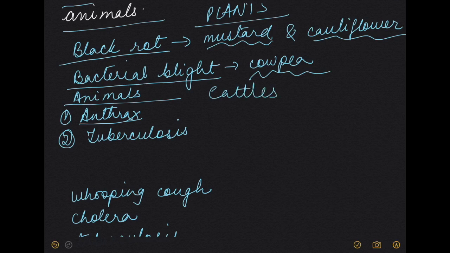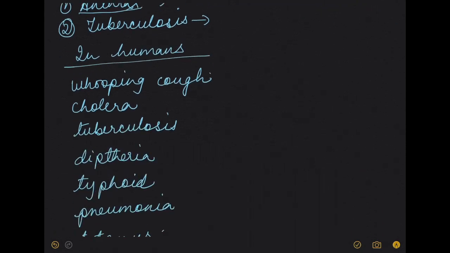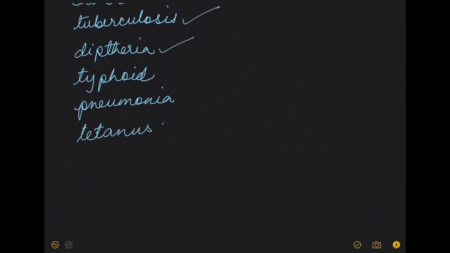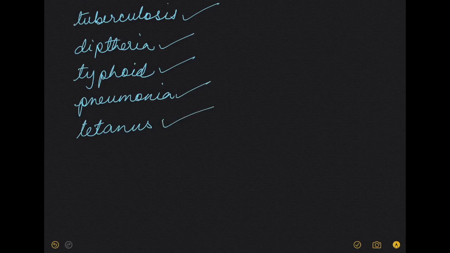You will see that in anthrax what happens? Swelling on the body and reduced milk yield. Tuberculosis, you know that the lungs are affected and there is a dry husky cough. Now next, in humans, there are so many different types of bacterial diseases: whooping cough, cholera, tuberculosis, diphtheria, typhoid, pneumonia, tetanus. All these can be cured with the help of antibiotics.